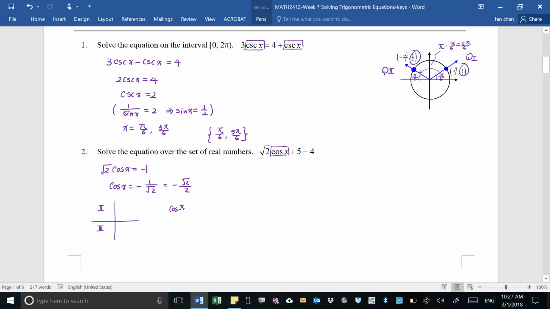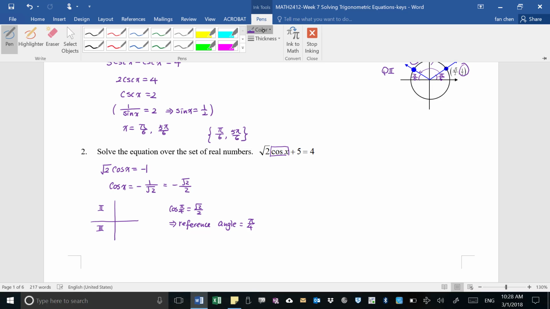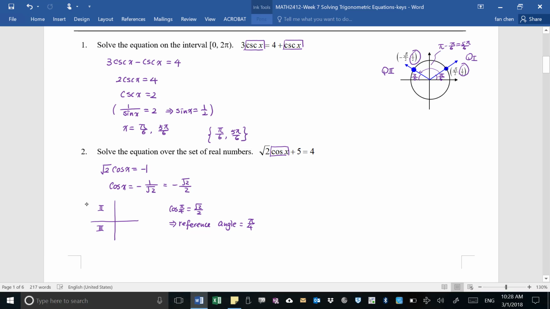Cosine of pi/4 is equal to square root 2 over 2. Which means the reference angle is pi/4. That means you have an angle. Let me use other colors here to distinguish that. So you have a reference angle right here, pi/4, which means this is the angle we're looking at. The angle is pi minus pi/4, which is 3pi/4.